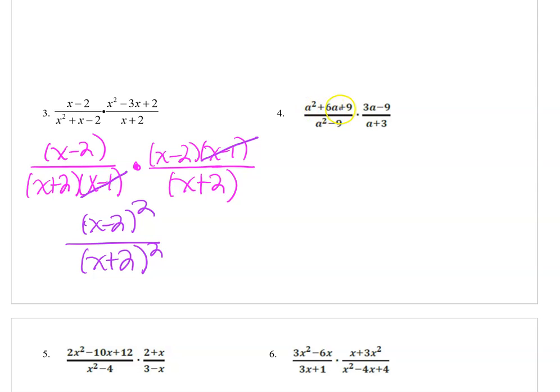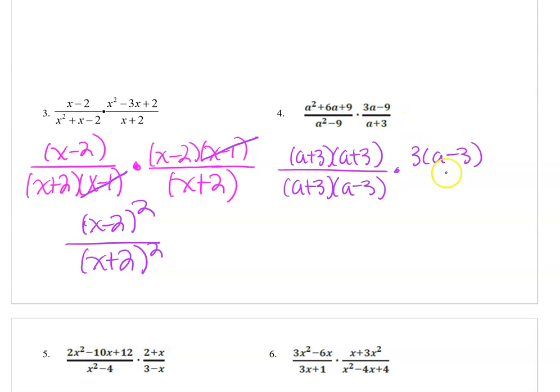For 4, I can factor the numerator as a plus 3, a plus 3. The denominator is dots. Numerator of the next one is just a GCF, and denominator is already factored as a plus 3. Now that everything's factored, which means there's multiplication between all the terms, I look for numerators with denominators. So as you guys are seeing, everything is canceling out except for 3. So my final answer is just 3 over 1, which is just 3.